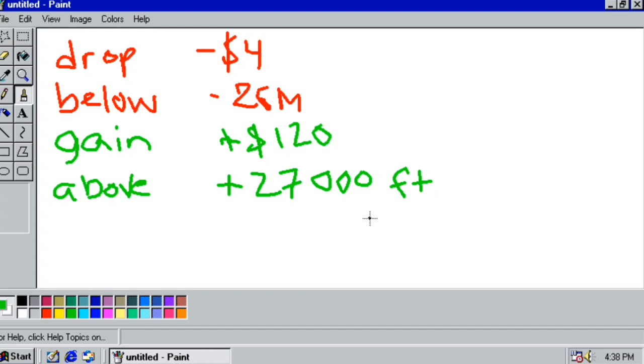Next, Antarctica recorded a temperature of 54 degrees Celsius below zero. So from the word, again, below, which means negative 54 degrees Celsius.